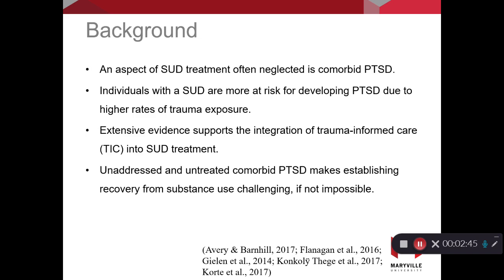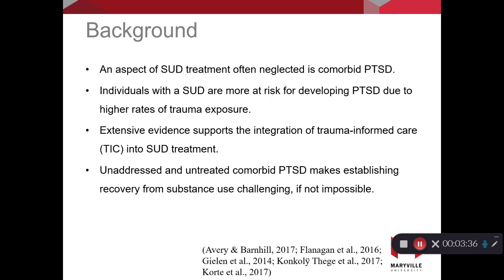Well, we know that the relationship between trauma and substance use is bidirectional and cyclical, with trauma often leading to substance use and substance use often leading to trauma exposure. For example, individuals who have been exposed to trauma often use substances to cope with the negative feelings and emotions associated with that trauma exposure. We refer to this as self-medicating. Additionally, individuals with SUD are often placed in high trauma-prone environments, making them at higher risk of being exposed to trauma. So this is what I mean when I say that the relationship between trauma and substance use is bidirectional and cyclical.